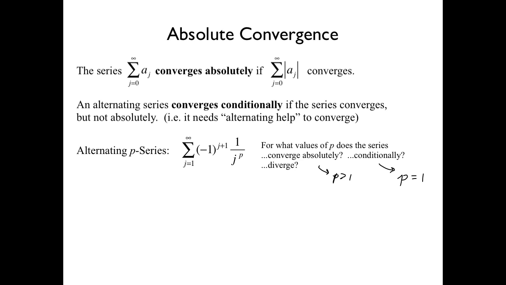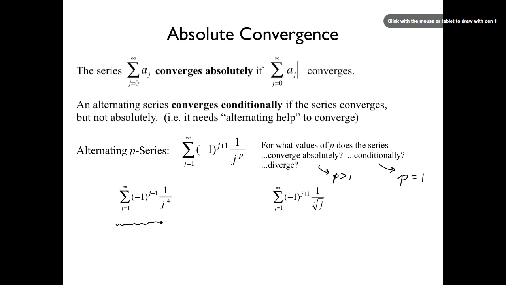All right, I have some examples down here. So this one, (-1)^(j+1) times 1 over j to the 4th. Is that absolutely convergent, conditionally convergent, or divergent? Absolutely, conditionally, or diverges? Absolutely convergent, right? It does not need the help of the alternating terms to converge.